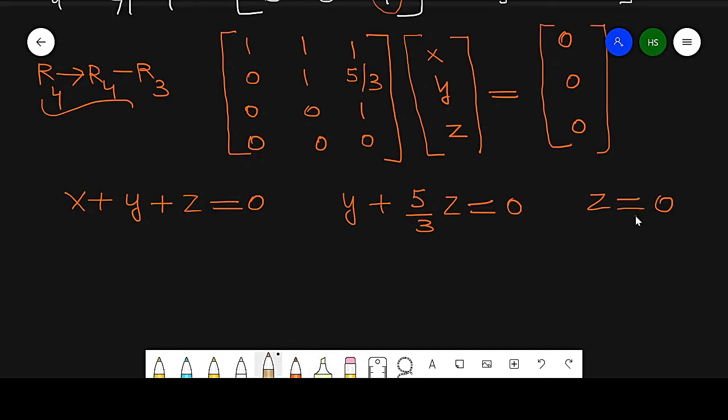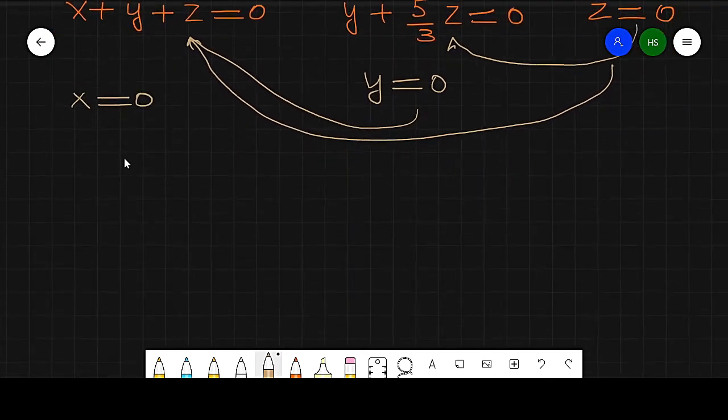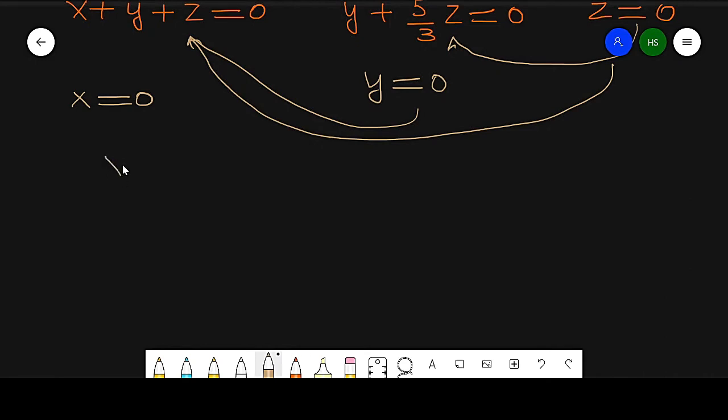Now substitute this value in this equation. So we get y equal to 0. Now substitute these both at this place, so we get x equal to 0. So what do we get? We get a trivial solution: x, y and z, all these variables are 0. So this is a trivial solution.